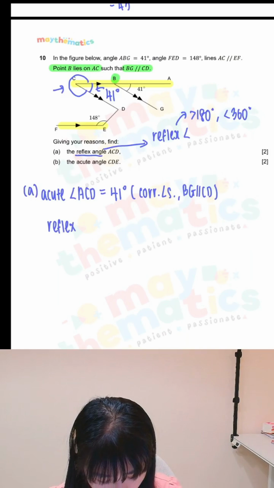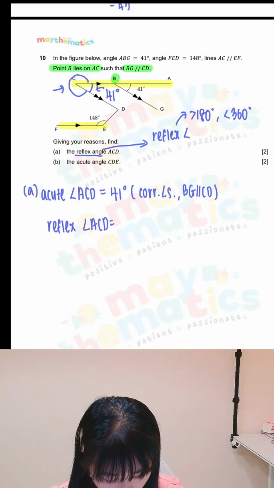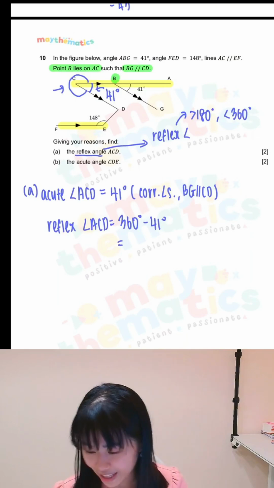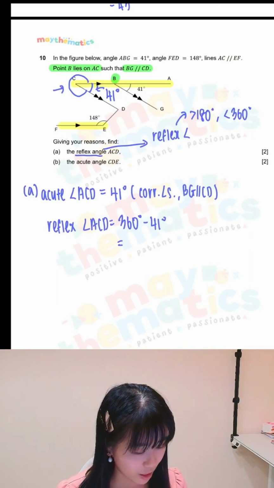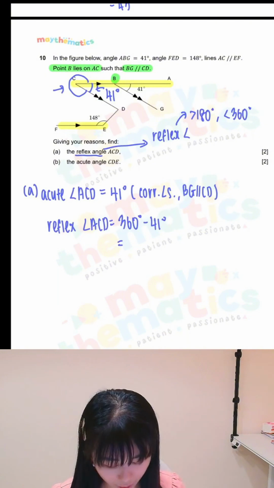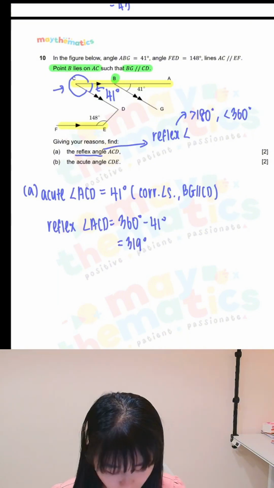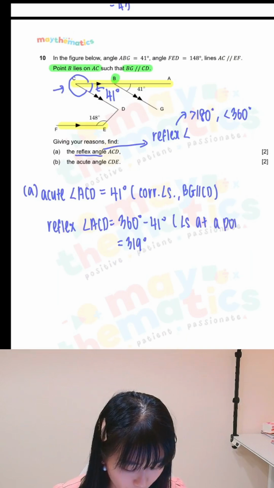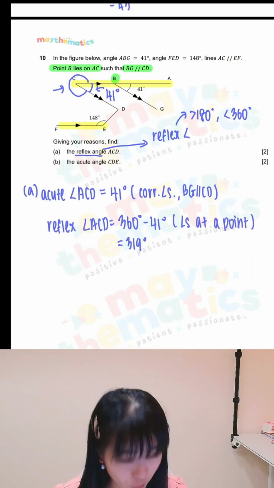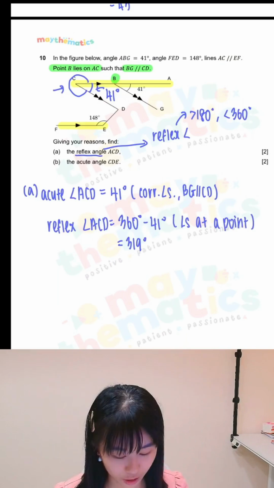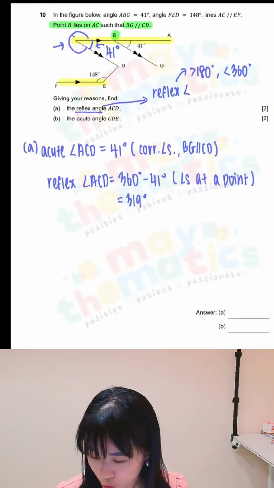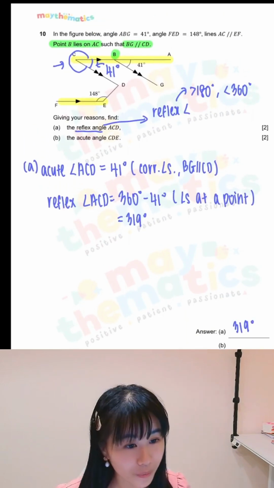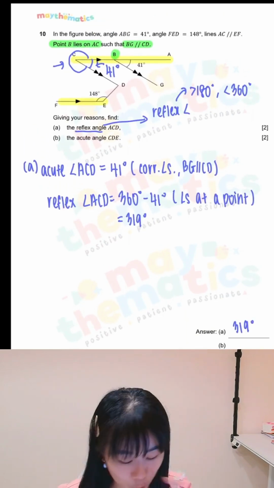You can find reflex angle ACD. You'll take 360 minus 41 degrees. Tell me what is that property right there. What will you all write? 360 minus 41 is 319. 319 degrees. This one is angles at a point. Yeah, very good, you all are doing very well. Angles at a point. So we got the answer 319 degrees.